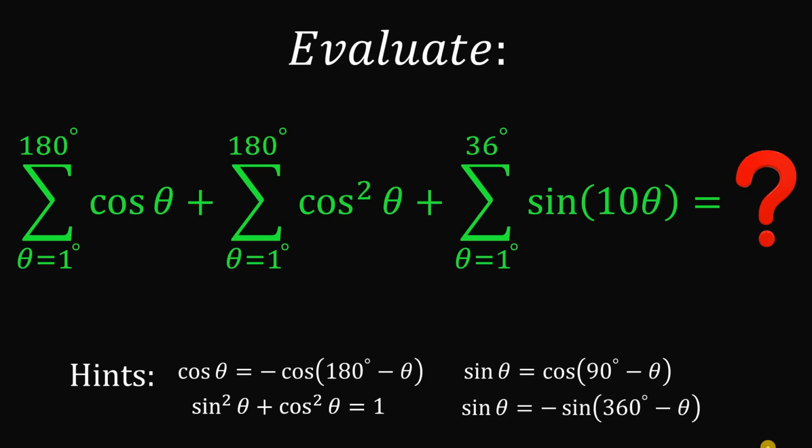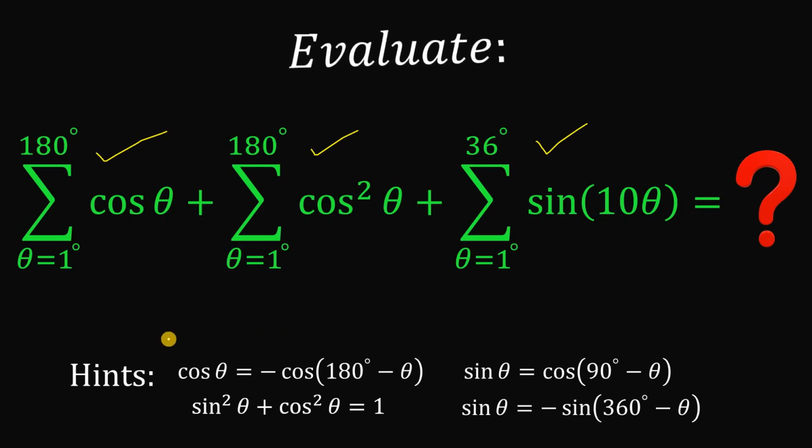For today's video, we will answer a math challenge given by one of our followers. And the question goes like this. Evaluate the summation of cosine theta from theta equals 1 degree up to 180 degrees, plus the summation of cosine squared theta, wherein theta comes from 1 degree to 180 degrees, plus the summation of sine of 10 times theta from 1 degree up to 36 degrees.